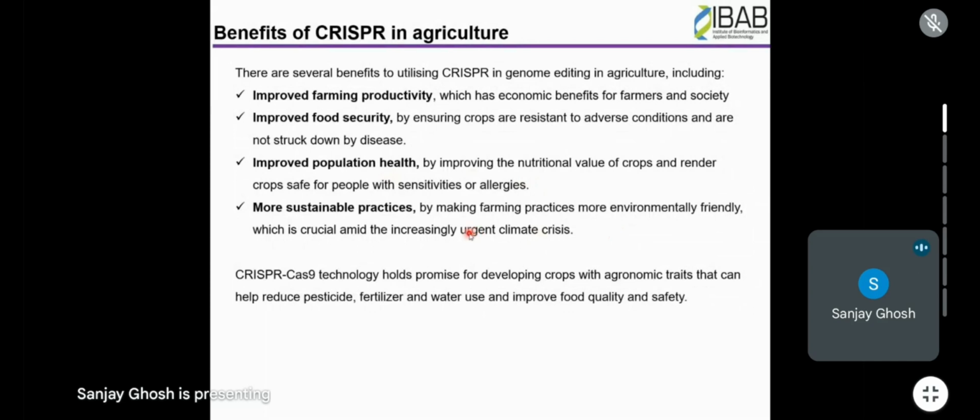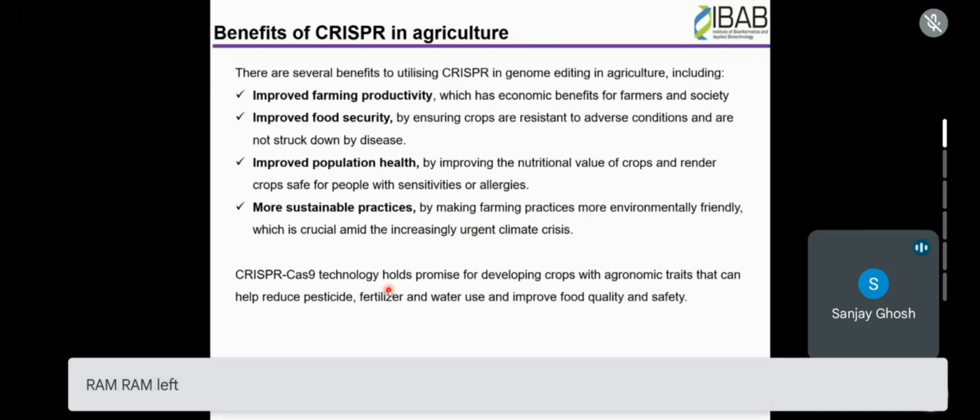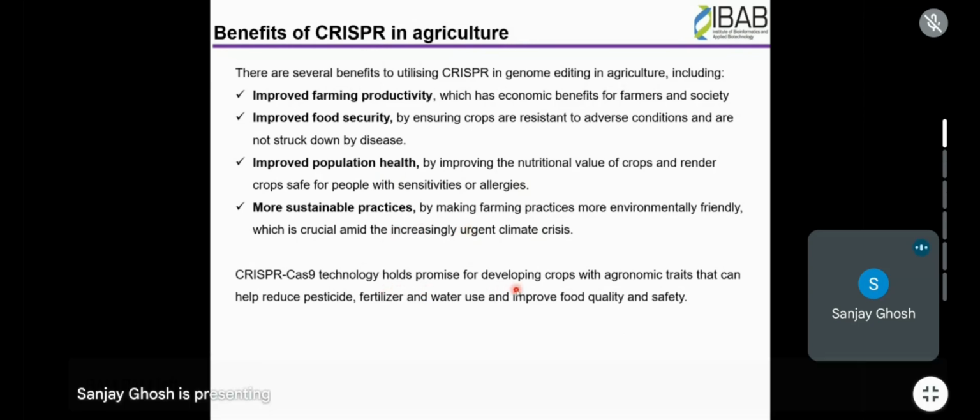And of course, taken together, this will lead to more sustainable practices, because we don't have to make GM crops, but this is not exactly GM. You are knocking out the endogenous genes, and so these will have less regulation. So taken together, this technology will in future improve the agronomic traits of different crops which are used for food as well as cash crops, leading to less pesticide use, less fertilizer use, and maybe less water use if they are more drought and salt resistant.